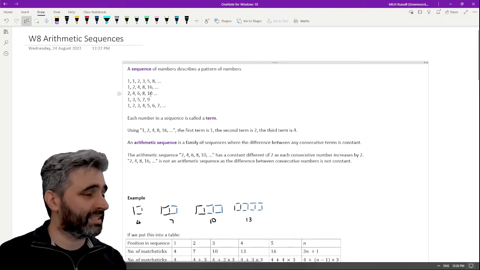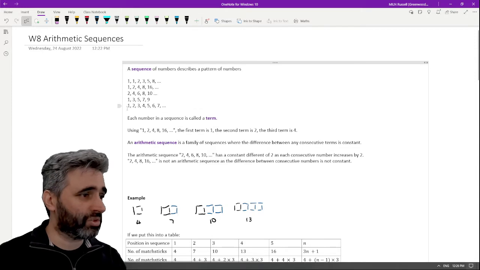The next pattern is the even numbers, starting with 2: 2, 4, 6, 8, 10, increasing by 2 each time. The next pattern is the odd numbers, again 1, 3, 5, 7, but increasing by 2. And the next one is the counting numbers, 1, 2, 3, 4, 5, 6, 7, increasing by 1.